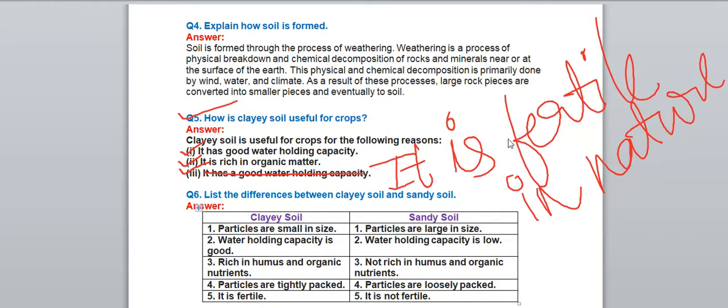Third point, you can add this one. It is fertile in nature. Okay, first point you will write it has good water holding capacity. Second one, it is rich in organic matter, and third one, it is fertile in nature. That's why it is very useful for growing the crops.